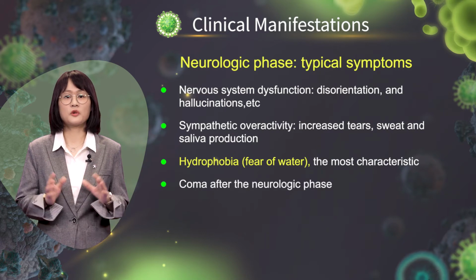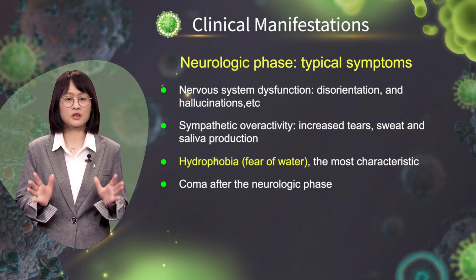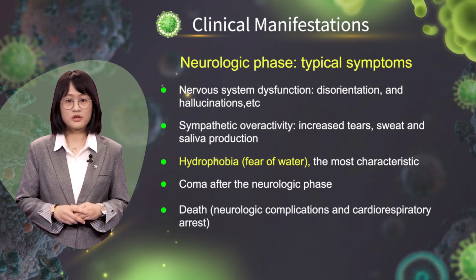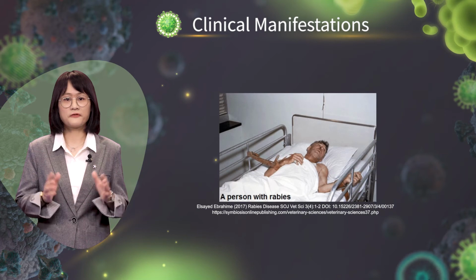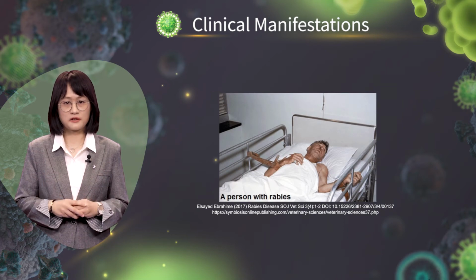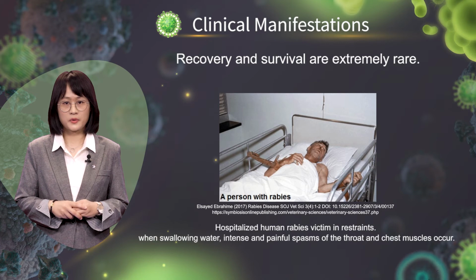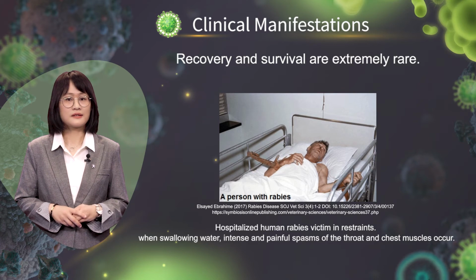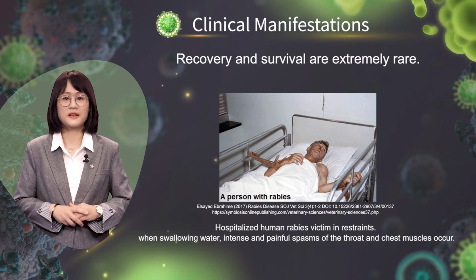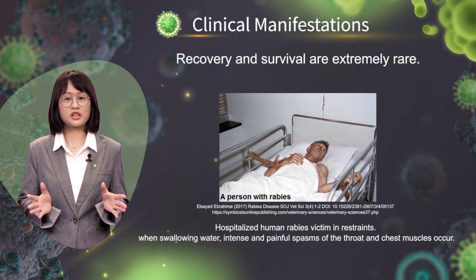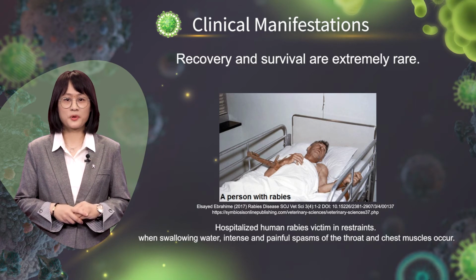Neurological phase is followed by convulsive seizures or coma and death. The major causes of death are neurologic complications and cardiorespiratory arrest. Rabies is fatal once clinical manifestations become apparent. Recovery and survival are extremely rare. Rabies infection does not elicit an antibody response until the late stage of the disease. Administration of antibody can stop disease progression only if given early enough.